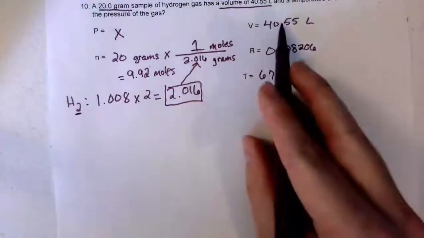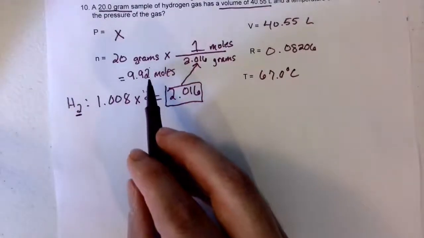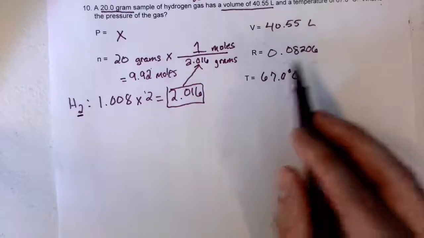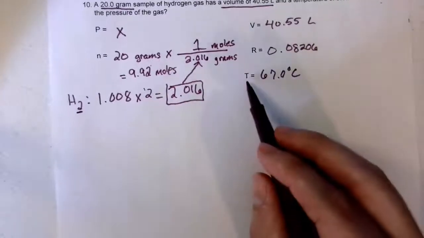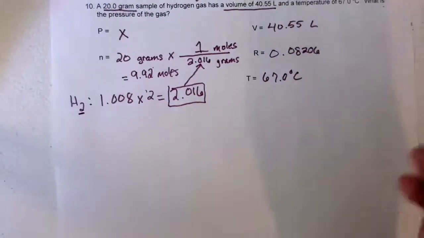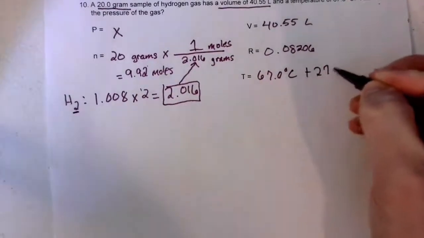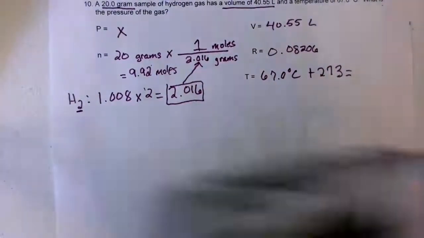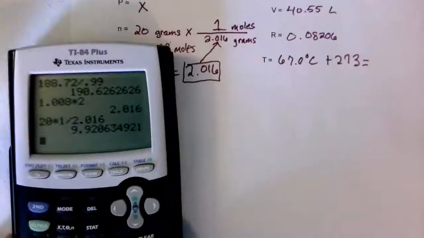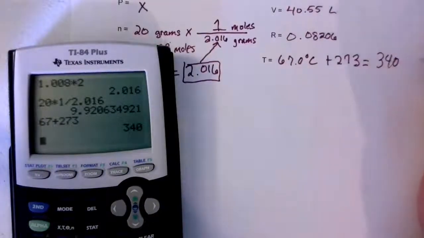Alright, we have the volume in liters. We've got the N, which is the number of moles, which is right here. We've got the R value, which is a constant, never changes. And then we've got the T, but uh-oh. This is in Celsius. We can't have Celsius, so we have to convert it into Kelvin. To convert it into Kelvin, we're going to add 273. Alright, so 67 degrees, 67 plus 273. That gives me 340, and that is in Kelvin.